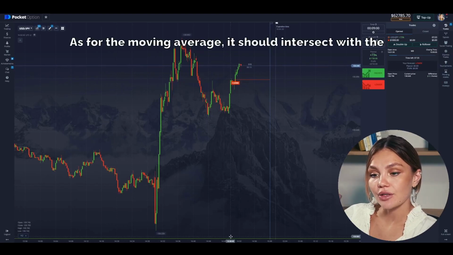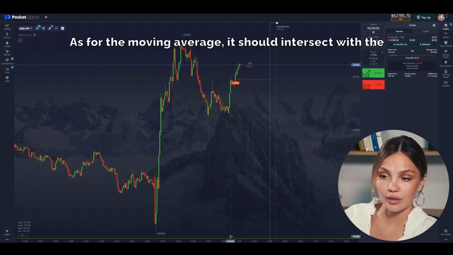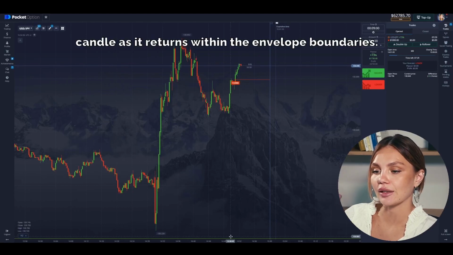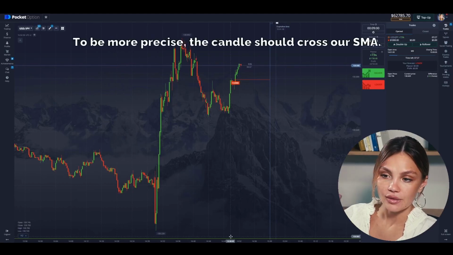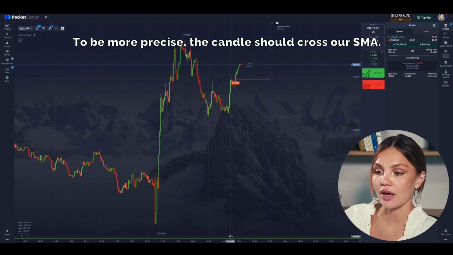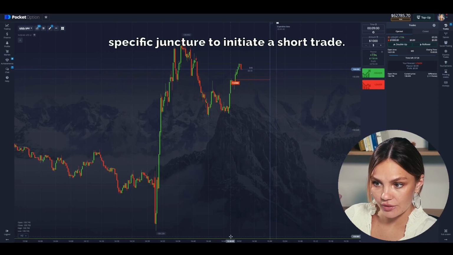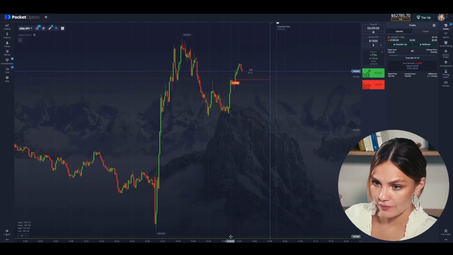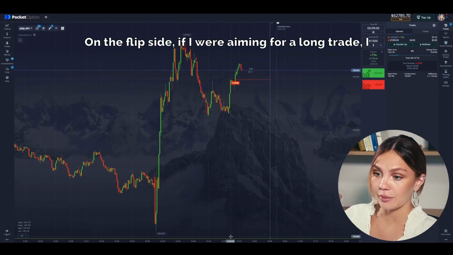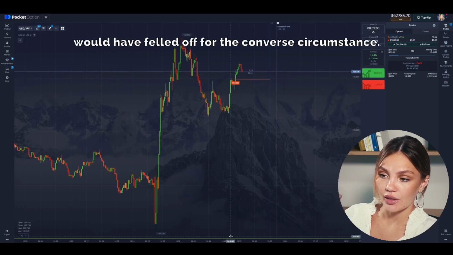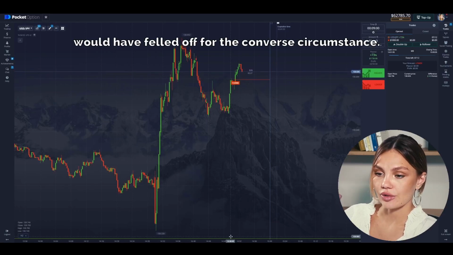As for the moving average, it should intersect with the candle as it returns within the envelope boundaries. To be more precise, the candle should cross our SMA. I was eagerly anticipating this specific juncture to initiate a short trade. On the flip side, if I were aiming for a long trade, I would have looked for the converse circumstance.